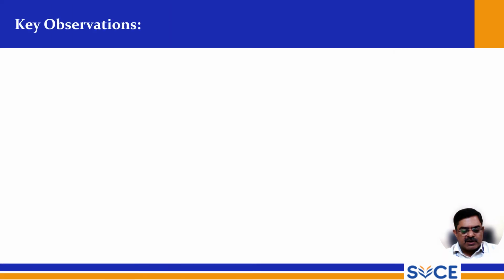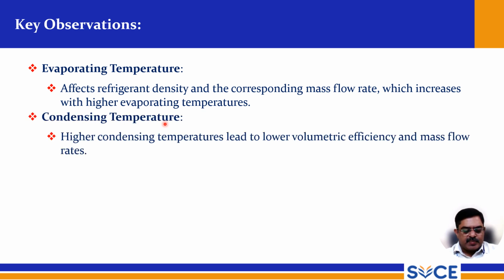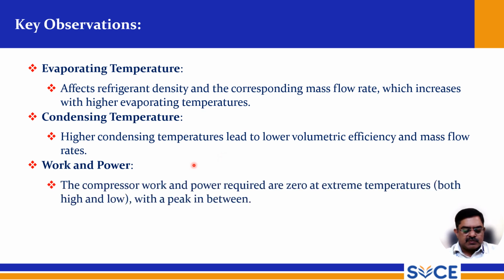Next we have key observations from all these graphs. Evaporating temperature affects refrigerant density and the corresponding mass flow rate, which increases with higher evaporating temperatures. Condensing temperature has this impact: higher condensing temperatures lead to lower volumetric efficiency and mass flow rates. Work and power observation: the compressor work and power required are zero at extreme temperatures, both high and low.